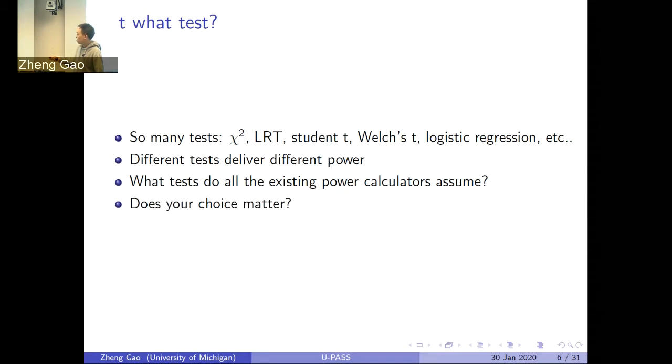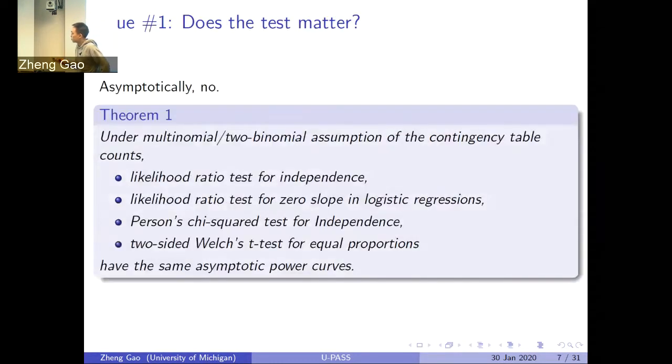Of course, the next question is, does your choice matter? If you use a power calculator that is specific, for example, to logistic regression, can you use this result if you're doing a student t-test, for example, a Welch's t-test? So in principle, you can't, right? But it turns out that the choice doesn't really matter when you have really large sample sizes. That's just the asymptotic equivalence. So asymptotically, that means when you have really large samples in your genetic association studies, the answer is no.